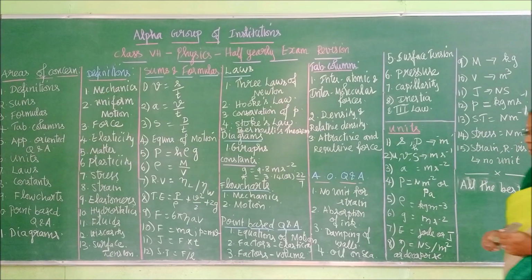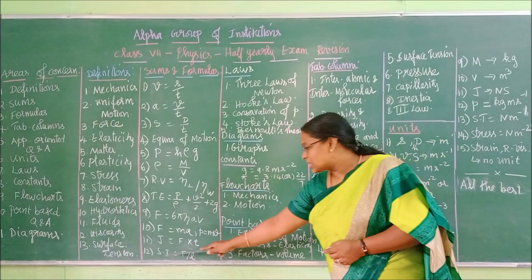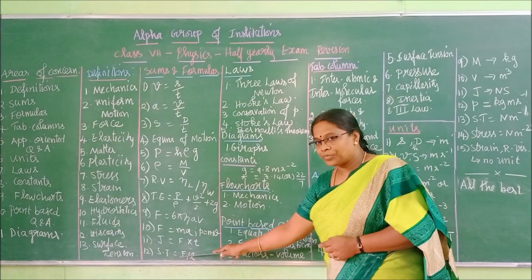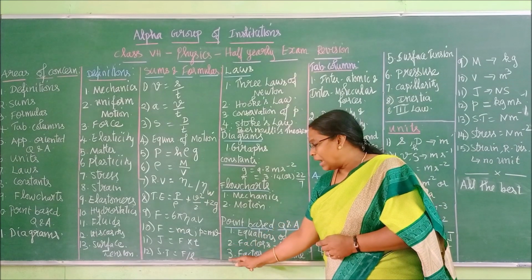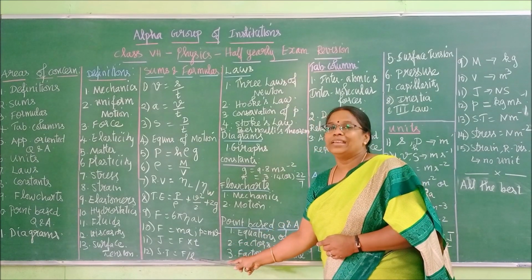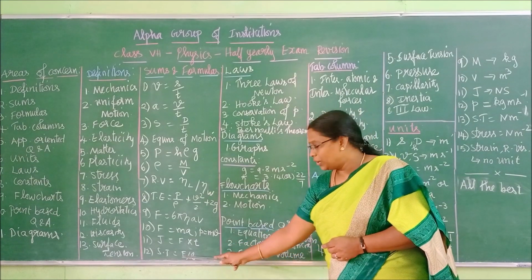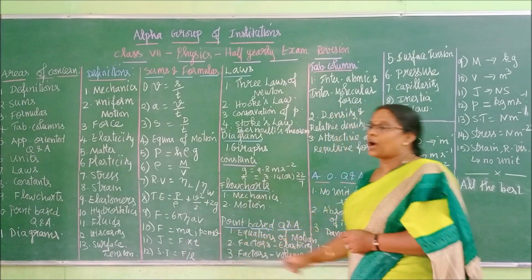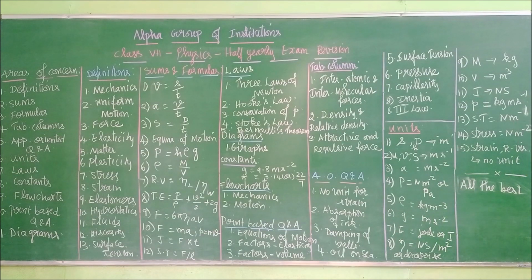Why is it Newton per meter? What is the formula for surface tension? F by L. The unit of F is Newton, and the unit of length is meter. So Newton is in the numerator and meter is in the denominator. On this we have seen, right? So stress unit is Newton per meter square. Strain and relative viscosity, as they are ratios of similar quantities, don't have any unit.